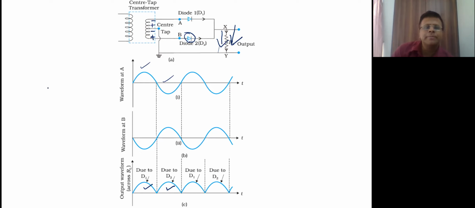So what I've shown here is how the waveform at A looks like and how the waveform at B looks like at any point of time. They are out of phase. So during the positive half cycle, this one will ensure that the top diode is forward biased and you will have a rectified output. And during the negative half cycle, this voltage is positive applied to the diode too, and this side is also rectified.